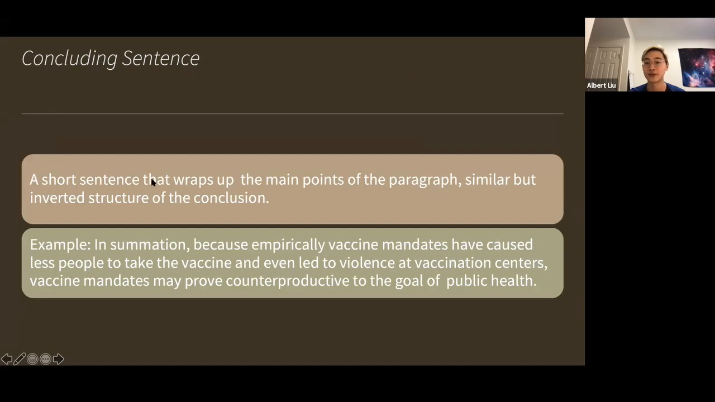After you're done repeating your assertion, evidence, and reasonings, you want to end your paragraph with a concluding sentence. And once again, it's fairly straightforward. It's a short sentence that wraps up the main points of the paragraph. It's similar, but it's an inverted structure of the introduction here. So an example would be in summation, because empirically vaccine mandates have caused less people to take the vaccine and even led to violence at vaccination centers, vaccine mandates may prove counterproductive to the goal of public health. So this is a nice recap of what we said during the body.